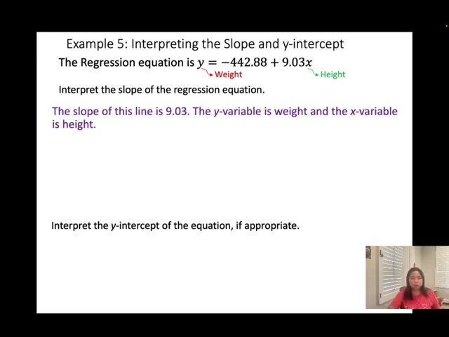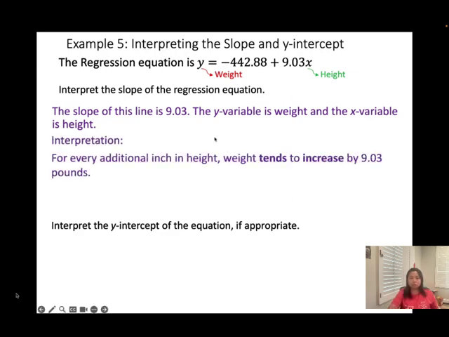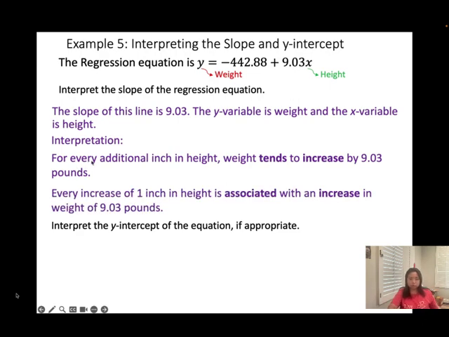So now we're going to interpret the slope. What does this slope mean? When you add 1 inch in height, then the weight will increase by 9.03. So this is the meaning of the slope in this equation. Okay, so for every additional inch in height, the weight tends to increase by 9.03 pounds. Let's rewrite this sentence: every increase of 1 inch in height is associated with an increase in weight of 9.03 pounds.